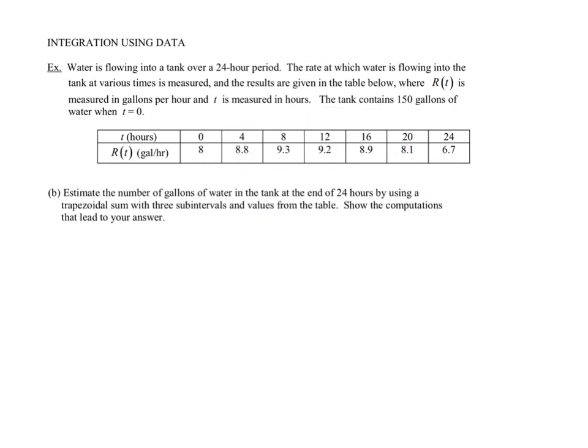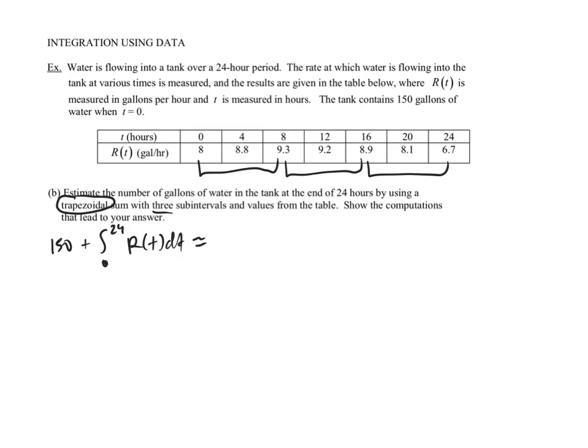Okay, on the next problem, it's asking me to basically do the same thing here, except this time I'm going to be using a trapezoidal sum with 3 subintervals, and so the subintervals are going to look exactly the same here, but instead we're going to be doing a trapezoid. And so I'm going to start with my 150, which was my initial value, integral from 0 to 24 of r of t dt. So that's my needed amount given a rate, then integrate.